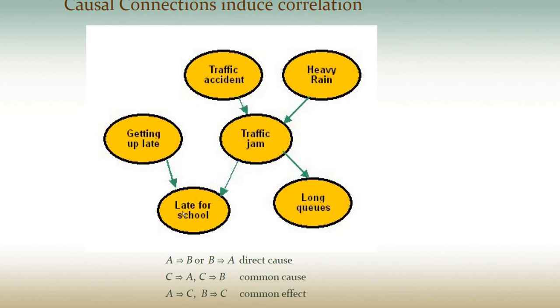Direct cause, common cause between two things, late for school and long queues are both caused by traffic jams, or common effect, traffic accident and heavy rain both affect traffic jam. And any one of these kind of causal connections will induce visible correlation between the variables.